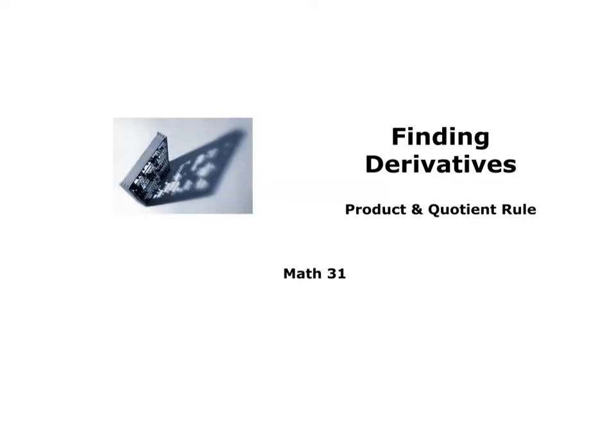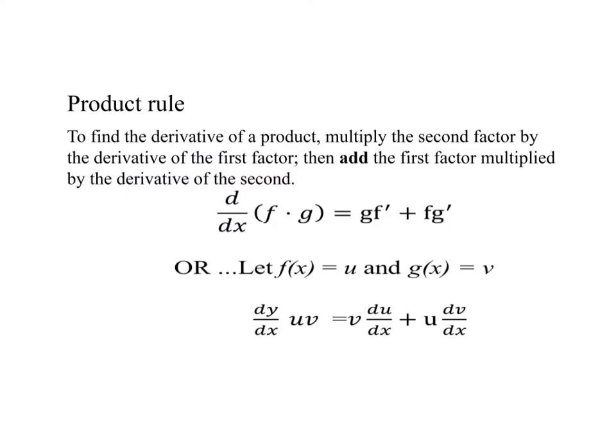So what we're going to look at now are questions where we can't turn them into individual powers. We're going to look at what we call the product rule and quotient rule, which you can probably guess. The product rule is when we're multiplying things. Quotient rule is when we're dividing. So the power rule works by itself for adding or subtracting, but nothing else. So let's start with the product rule.